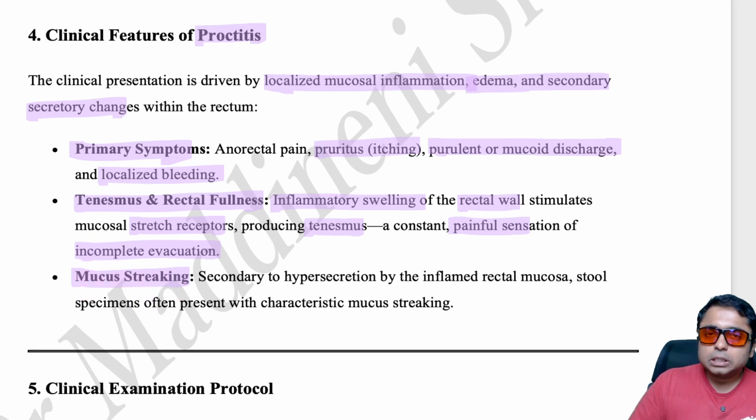And also mucus streaking could be one important clinical feature because of the hypersecretion. The secretion, like we have already told, could be serous, it could be mucoid, it could be pus, it could be blood. So if it is mucus and it is forming a streak over the anal stool specimen, that is also a very important finding in the case of anorectal discharge syndrome.